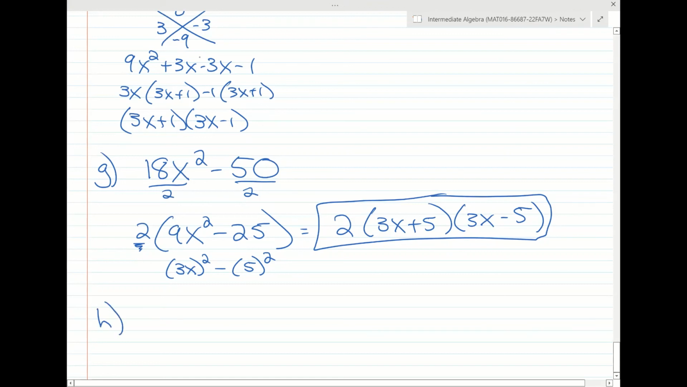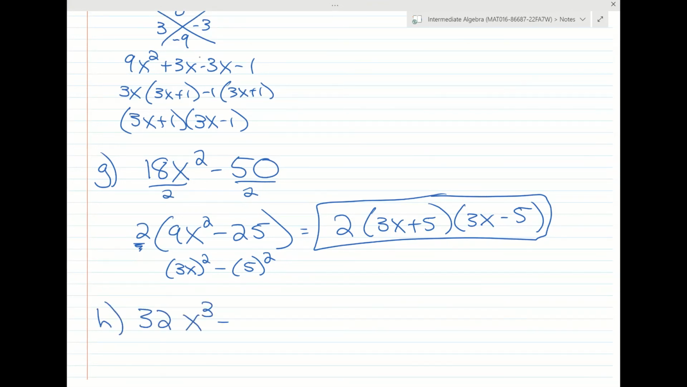Then I'll give you a minute. Why don't you try this last one on your own? 32x to the third minus 18x. See if you could factor it out.